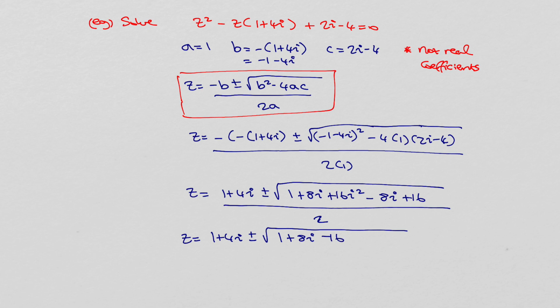Well, that gives me 1 plus 8i minus 16 minus 8i plus 16, which is great because we're going to get a couple of things cancelling here. The 8i and the minus 8i is 0, minus 16 and plus 16 is 0, and therefore that leaves me with then 1 plus 4i plus or minus the square root of 1, which is just 1, all over 2.